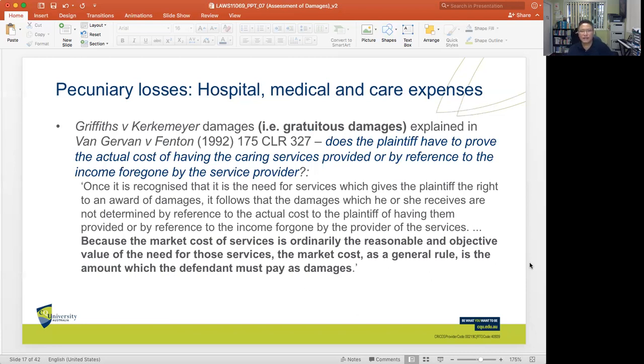In this same case, the court said that once it is recognized that it is the need for services which gives the plaintiff the right to an award of damages, it follows that the damages which he or she receives are not determined by reference to the actual cost to the plaintiff of having them provided or by reference to the income foregone by the provider of the services, because it is the market cost of services which ordinarily is the reasonable and objective value of the need for those services. So it is the market cost, which as a general rule is the amount which the defendant must pay as damages. So it's in relation to the market cost of providing those particular services.